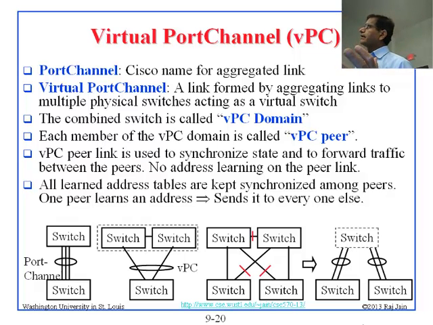And all learned addresses and tables are kept synchronized among the peers; one peer learns it and sends it to the other one. Anyway, you could have more than two also, right? So this is basically it: you can combine as many switches as you want, and once the switches get combined, you can combine the links. Alright, and that is called virtual port channel.